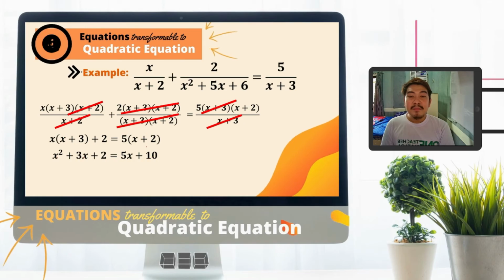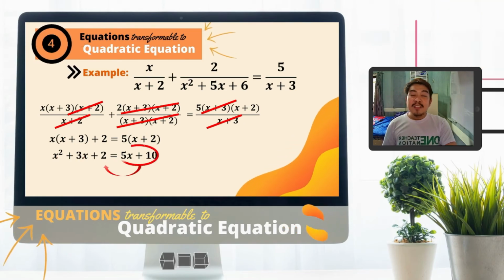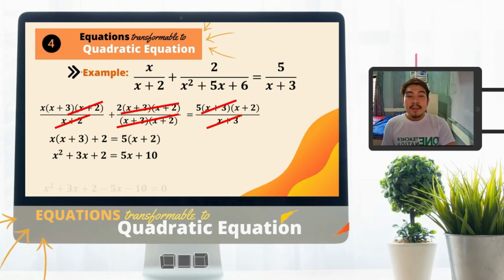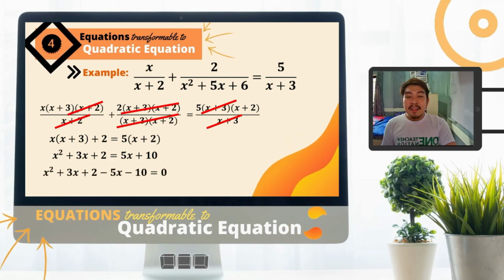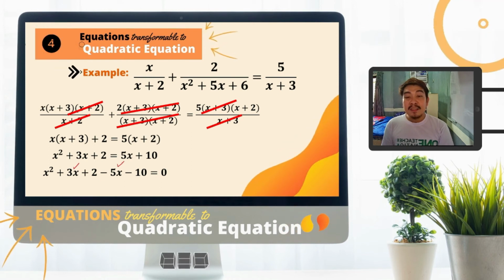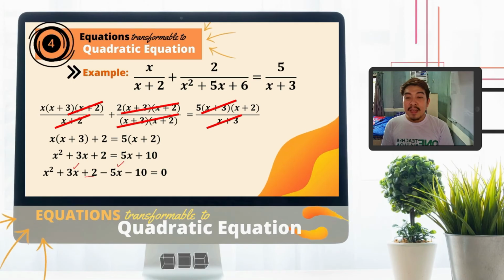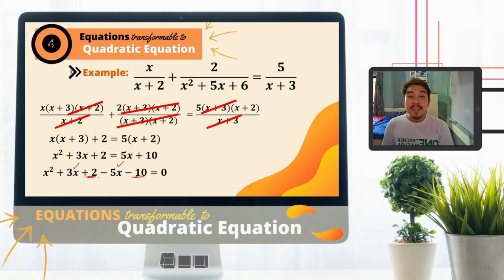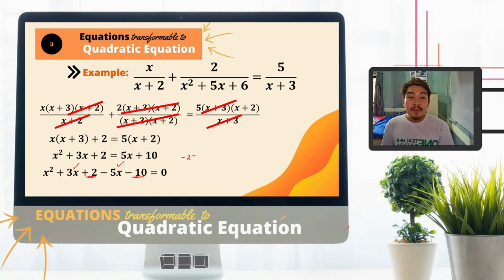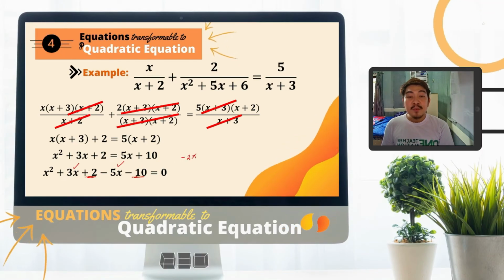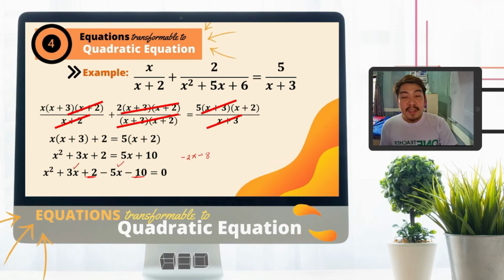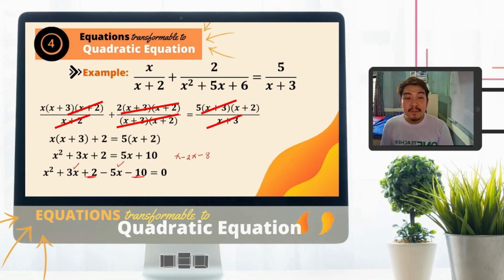Saan nakuha si 10? 5 times 2. Okay? And let us transpose positive 5x plus 10 to the other side of the equation. So magbabago lang ng sign. And if you can see, pwede natin i-combine si 3x at saka si negative 5x. At the same time, si positive 2 at saka si negative 10. So 3x minus 5x, that will give us negative 2x. At the same time, positive 2 minus 10, that will give us negative 8. So kapag simplify natin, we just need to copy x squared.